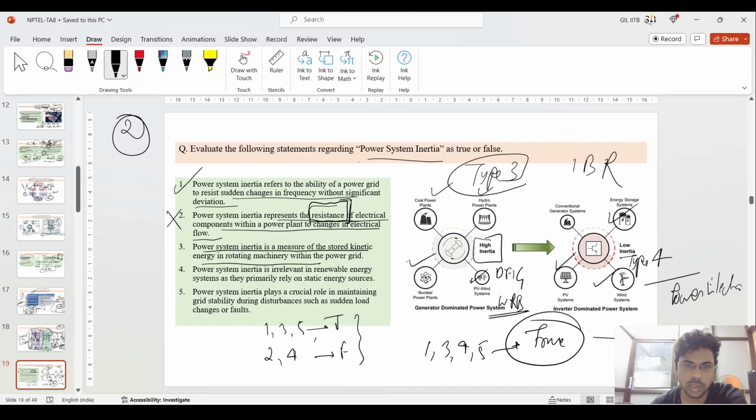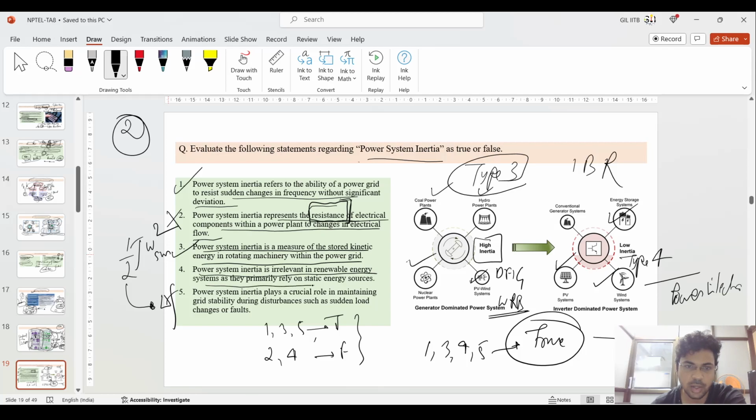And coming to the third part, the power system inertia is a measure of stored kinetic energy in the rotary machinery within the power grid. That is true. Because this energy, half J omega sm square, is converted and provided during sudden frequency deviation.